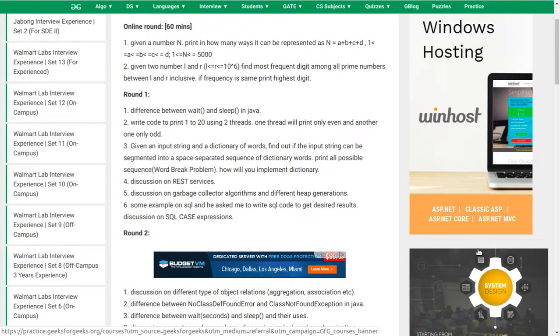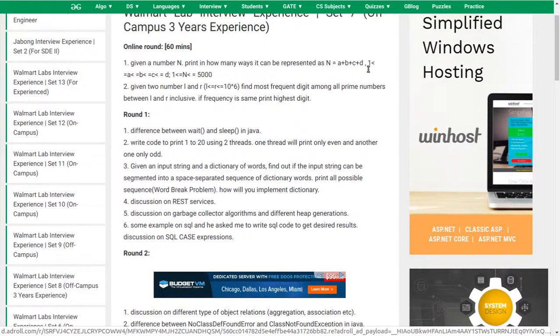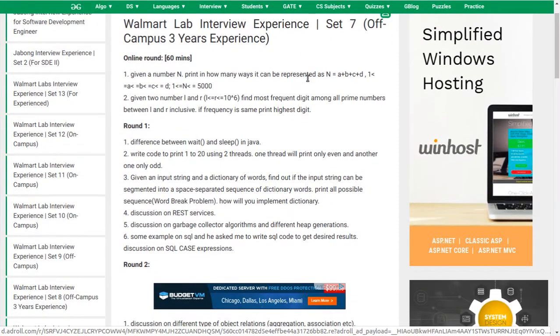In this video, let us talk about this problem. This problem was asked in Walmart, and it's a good problem actually. I was stuck and I researched a bit, and then the solution is pretty good.